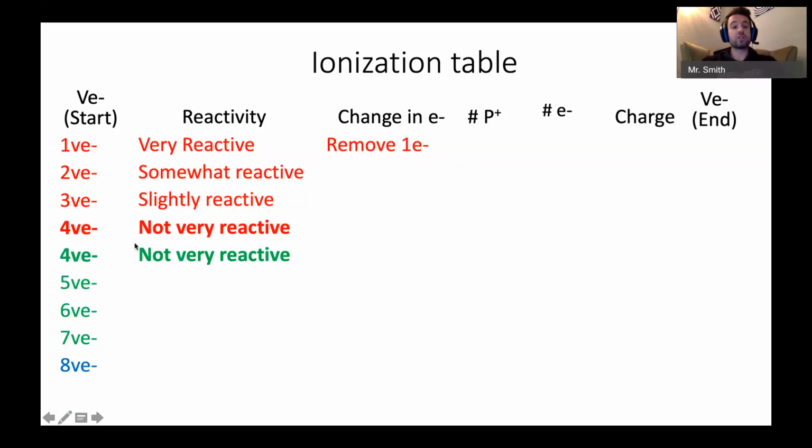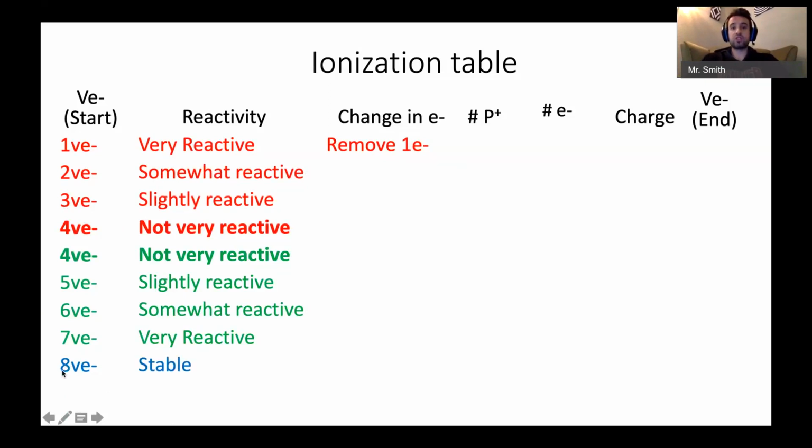What I hope you notice is as we go from 4 to 5 to 6 to 7 to 8, just like that clock metaphor, these guys are going to become more and more reactive until we hit 8. And once you have 8 valence electrons, you're stable. So that means you're not reactive at all. No reactivity whatsoever because you're stable.